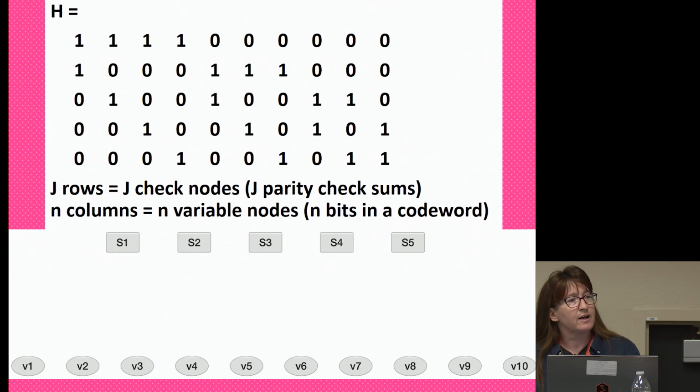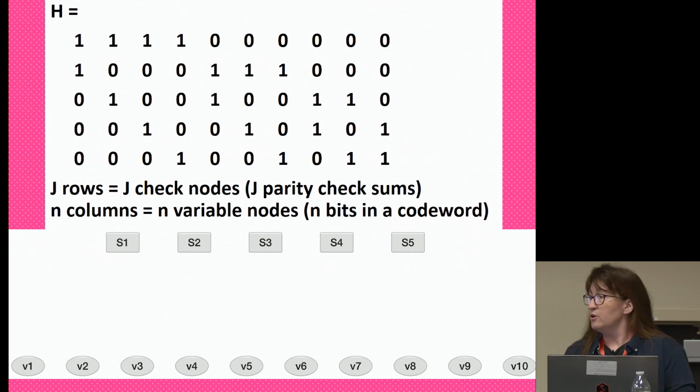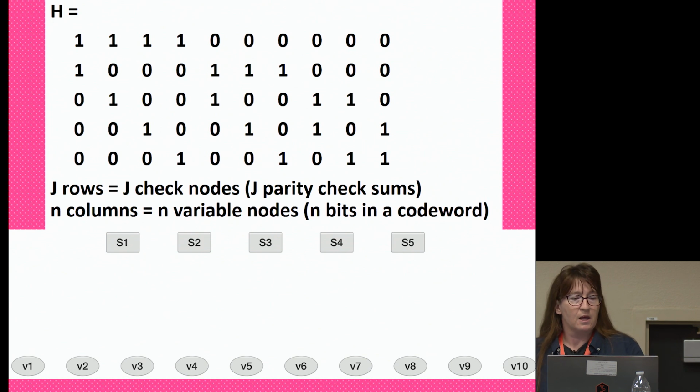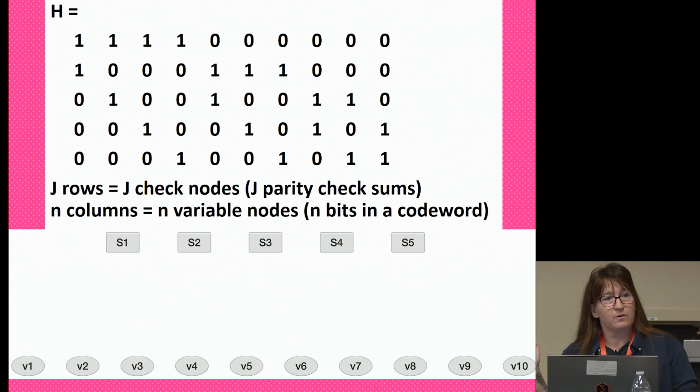LDPC codes are defined the other way: you start with the parity check matrix. You have J rows, in this case 5 rows, and you have N columns, N variable nodes. So the parity check matrix is as wide as your code word. If you have a very long code, you're going to have a very wide matrix. And each row is a parity check sum.